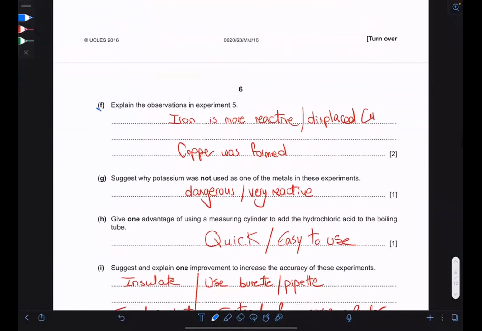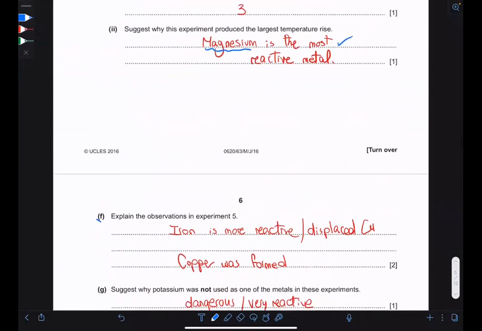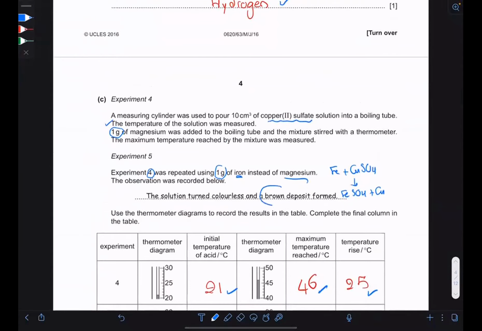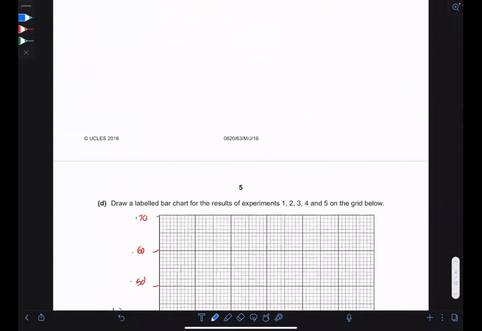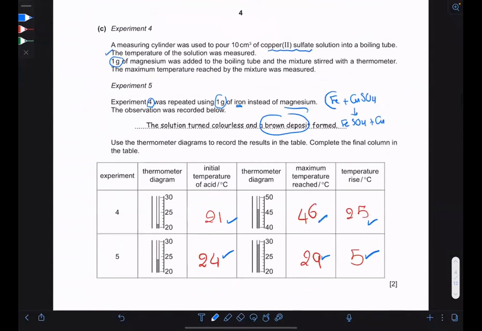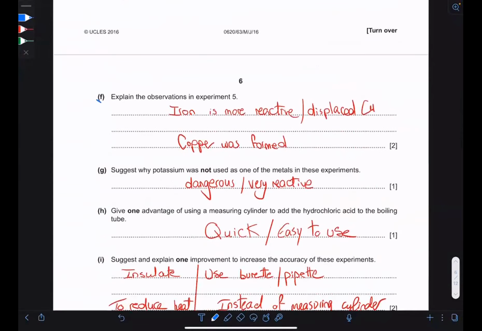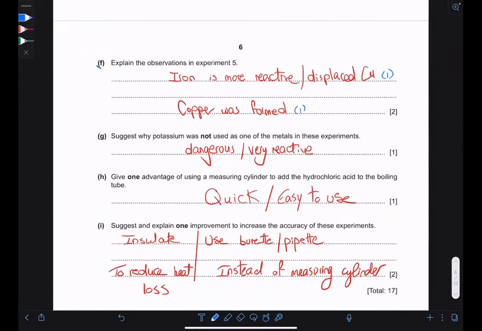Finally, explain in F the observations in experiment 5. These observations say that a brown deposit was formed. What happened actually is that iron displaced copper because it's more reactive, and copper was formed on its own, which is the brown deposit. So you must say that iron is more reactive, or that iron displaced copper, and that copper was formed. That's the reason for the brown deposit.